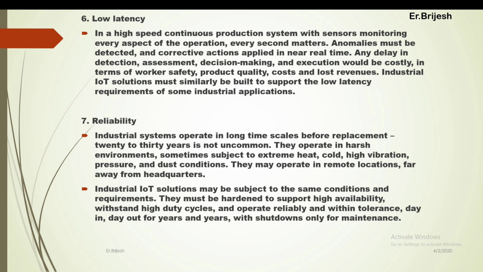And the seventh point is reliability. Industrial systems operate for long periods before replacement. 20 to 30 years is not uncommon. They operate in harsh environments, sometimes subject to extreme heat, cold, high vibration, pressure, and dust conditions. They may operate in remote locations far away from headquarters. Industrial IoT solutions may be subject to the same conditions and requirements. They must be hardened to support high availability, withstand high duty cycles, and operate reliably and within tolerance day in and day out for years and years, with shutdown only for maintenance.